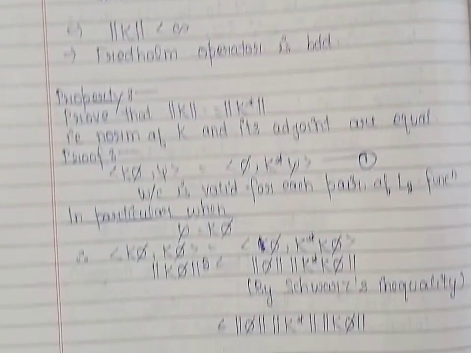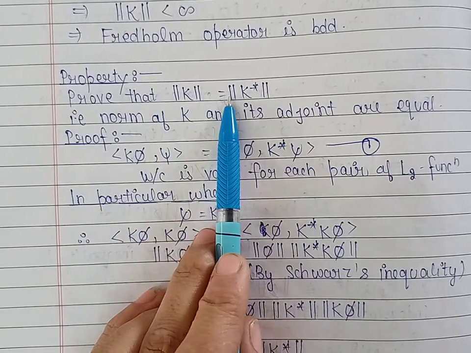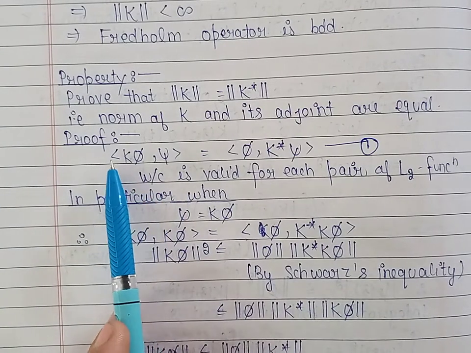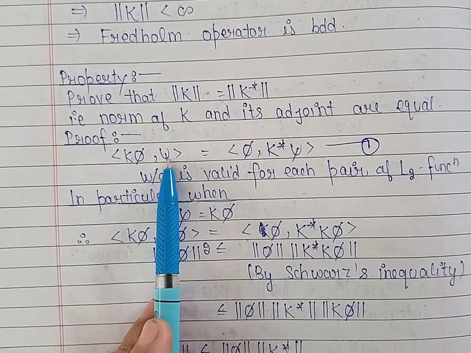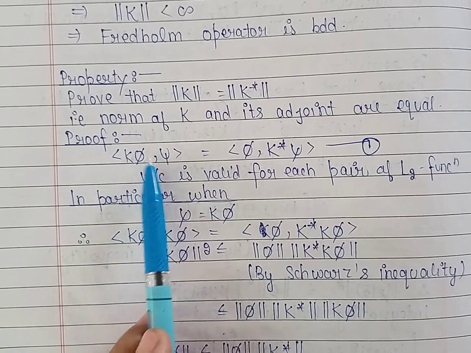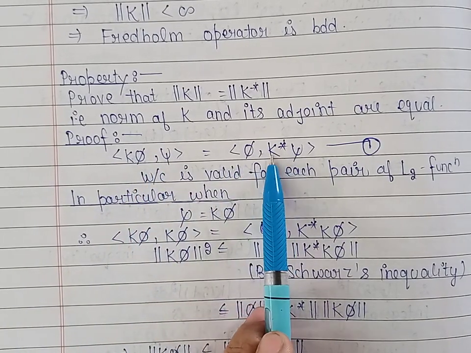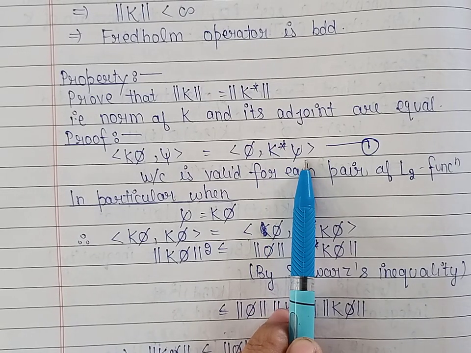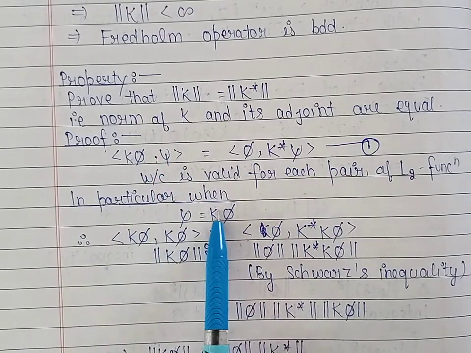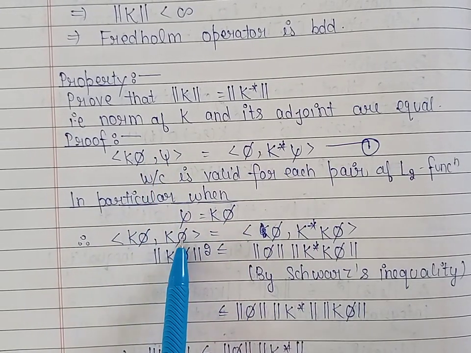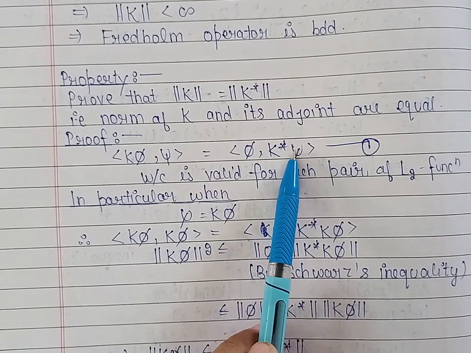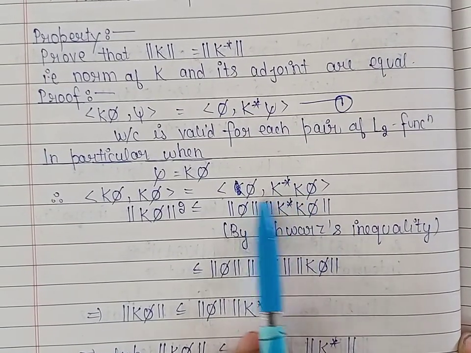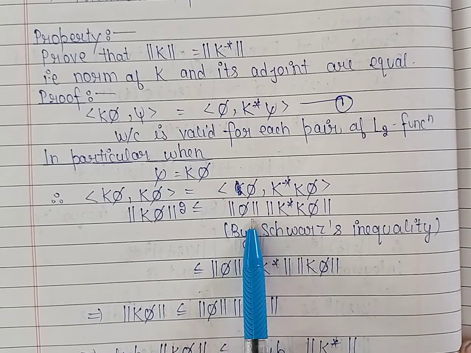The next property of this operator is that the norm of K is the same as the norm of its adjoint. In order to prove this, let us consider the inner product of K phi with psi. Now by the property of K, this can be written as the inner product of phi with K star psi. This is valid for all square integrable functions. So in particular, if we take this function psi as K phi, substituting here, this is K phi, and also here we substituted psi as K phi.